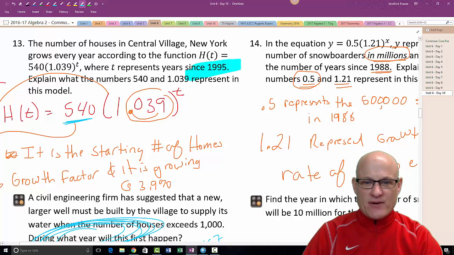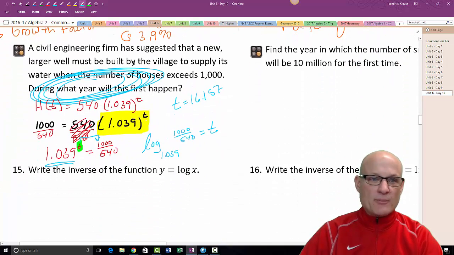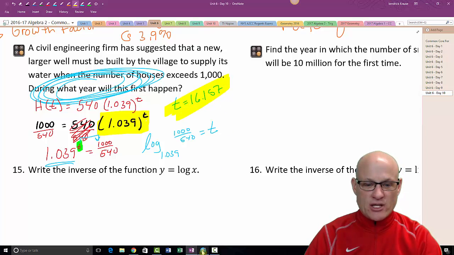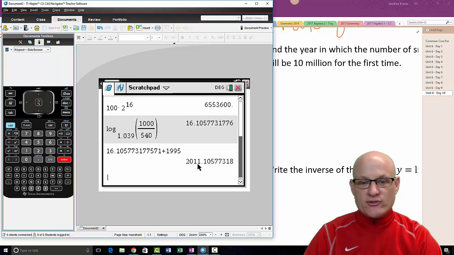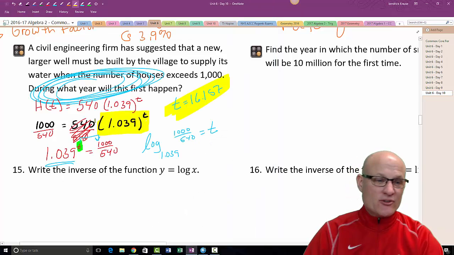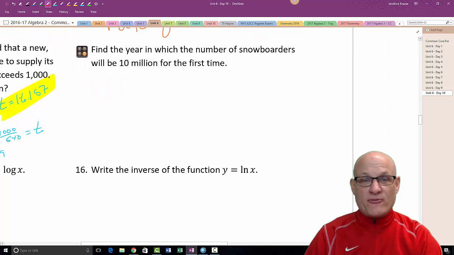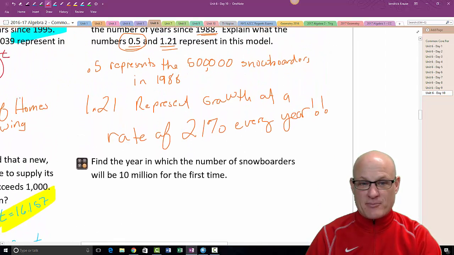Started in 1995, and we're going up 16.51 years. So let me take that number and add 1995 and say, oh, okay, so it happened in 0.1, so sometime in 2011. So the answer here is 2011. So if you didn't understand that before, now try doing this problem, because this problem is basically the same.